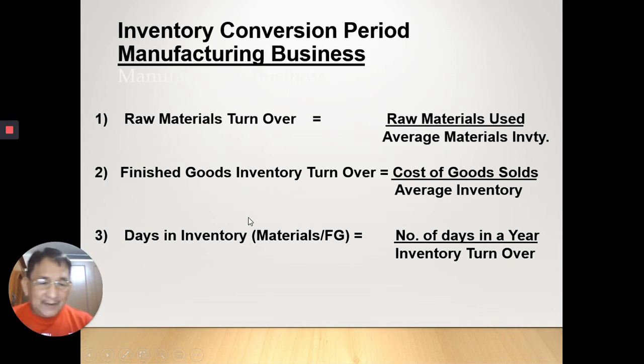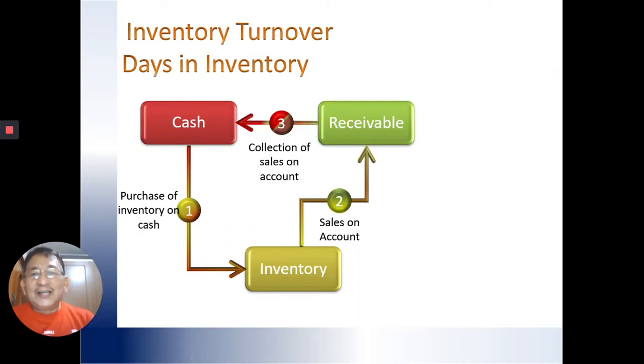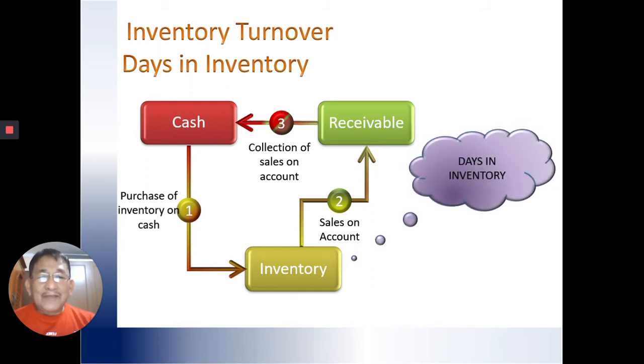Okay. Kaya dito sa chart, ganito mangyayari. Ang inventory turnover daw is, paano mangyayari? This one. Ito mangyayari dyan. So, merong illustration yan. So, meron kang inventory, papunta doon sa receivable. Diba? So, papunta. Ang number of days in inventory, yun yung iyong titingnan.